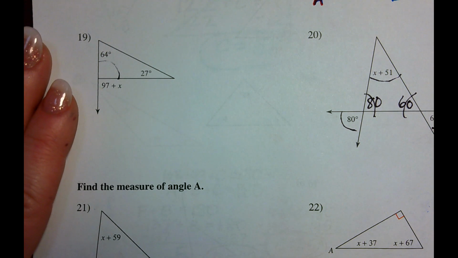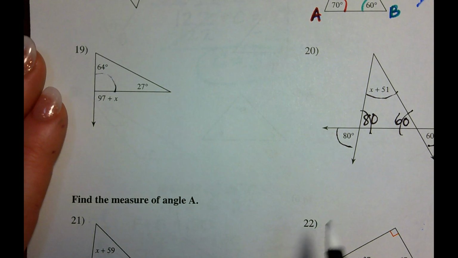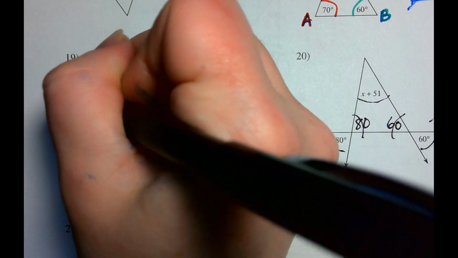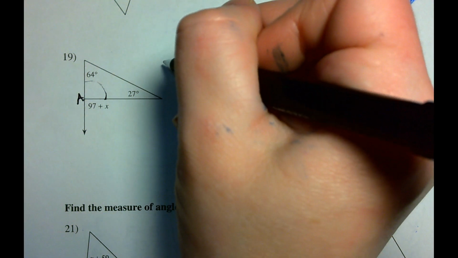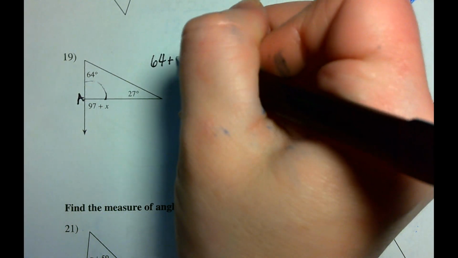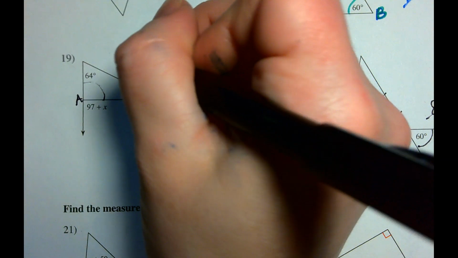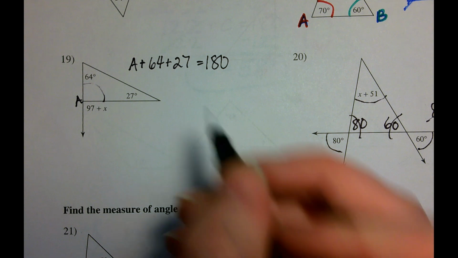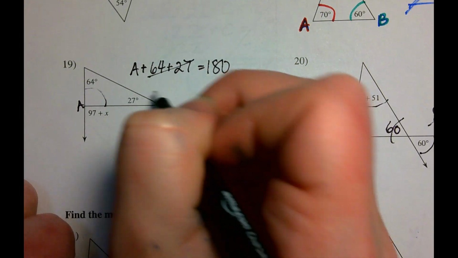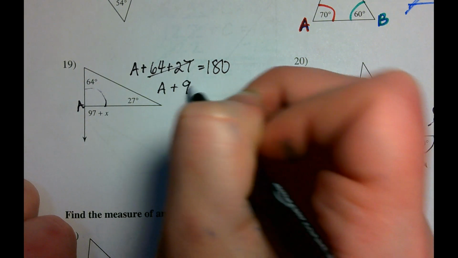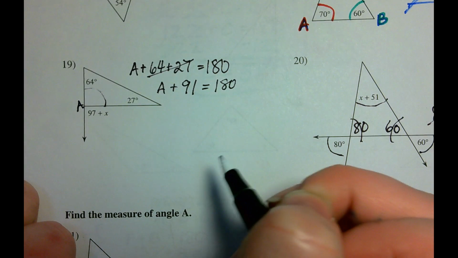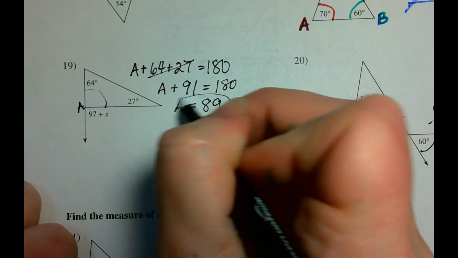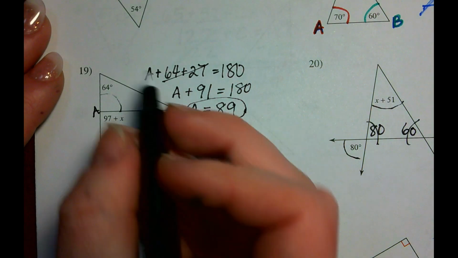How do I do that? You take 64 plus 27 plus A equals 180. Perfect. I'm going to put A at the beginning. 64 plus 27 plus A equals 180. And then you add your like terms, which is 91, plus A equals 180. Then we subtract 91 from both sides, and we get A equals 89. Awesome. So you're right, Chance. 89 right here.